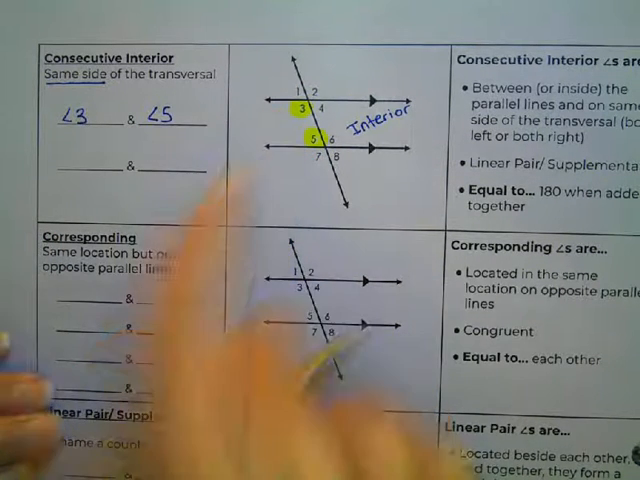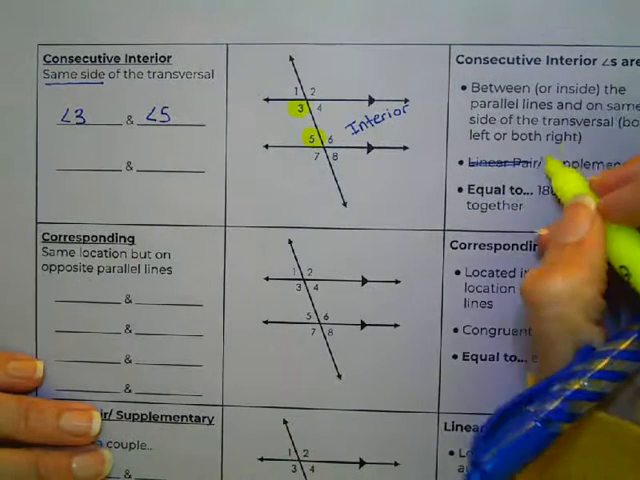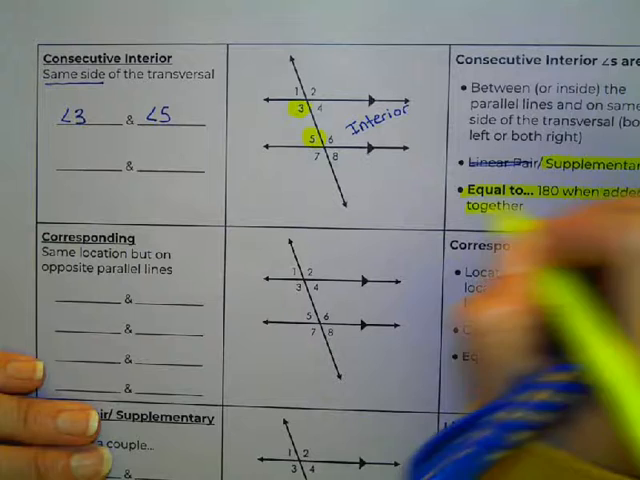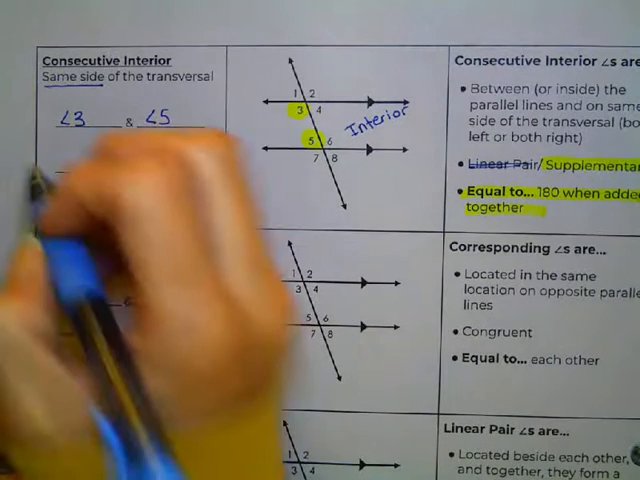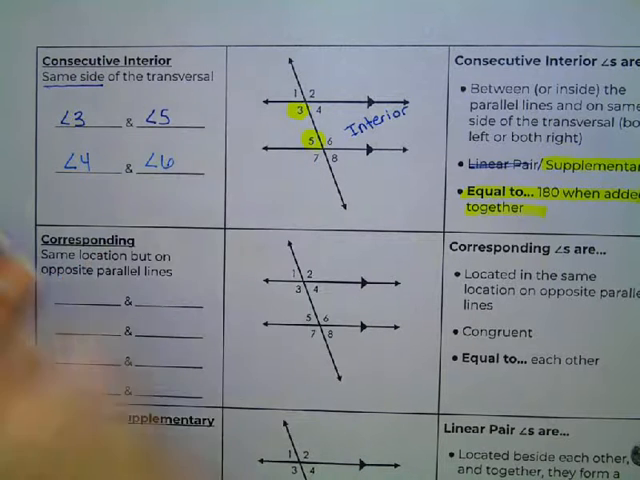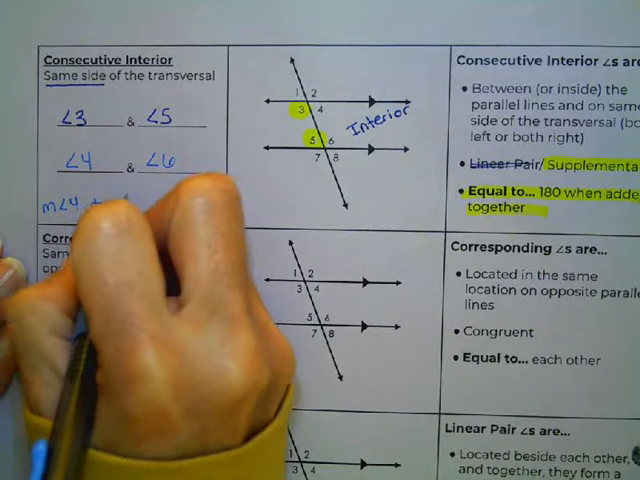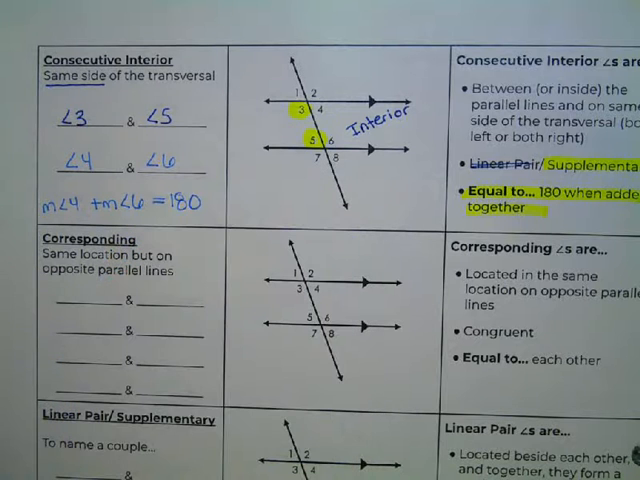These angles are supplementary, and the word supplementary means they equal 180 degrees when you add them up. Another example besides 3 and 5 could be 4 and 6. If you're going to write it out, you could say the measure of angle 4 plus the measure of angle 6 equals 180 degrees. They add up to 180.